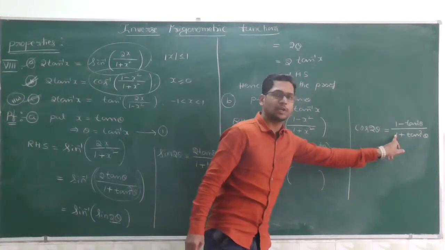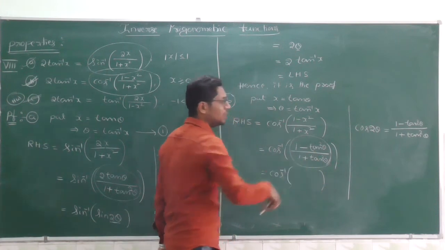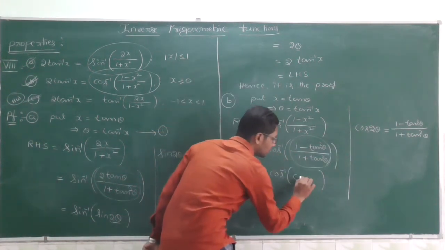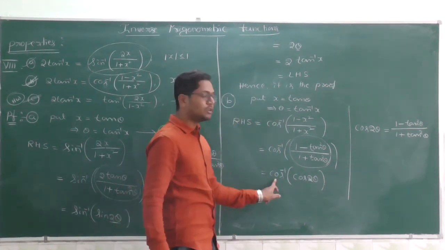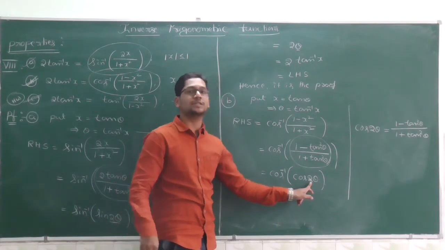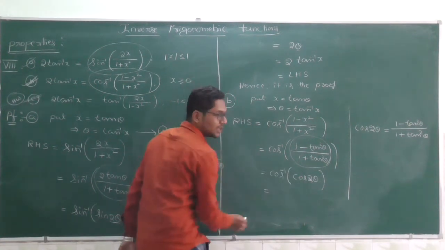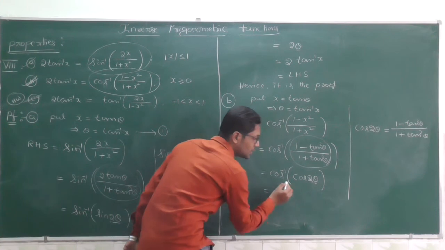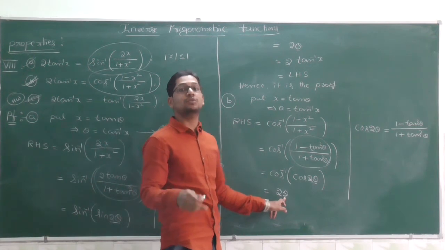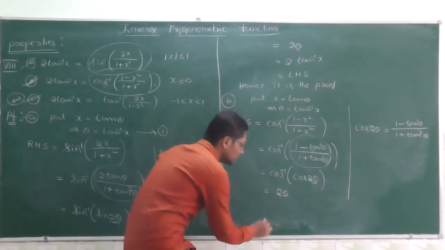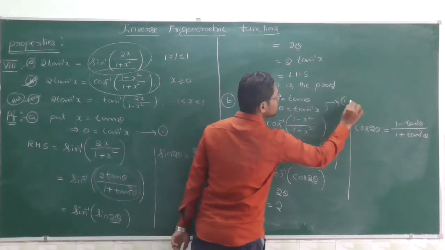Now by using this formula, this can be substituted by cos 2 theta. We have the property cos inverse of cos x is x, when x belongs to 0 to pi. By using the property, cos inverse of cos 2 theta is 2 theta, where 2 theta belongs to 0 to pi. That is equal to 2 theta. Theta is theta. Call this equation number 1.